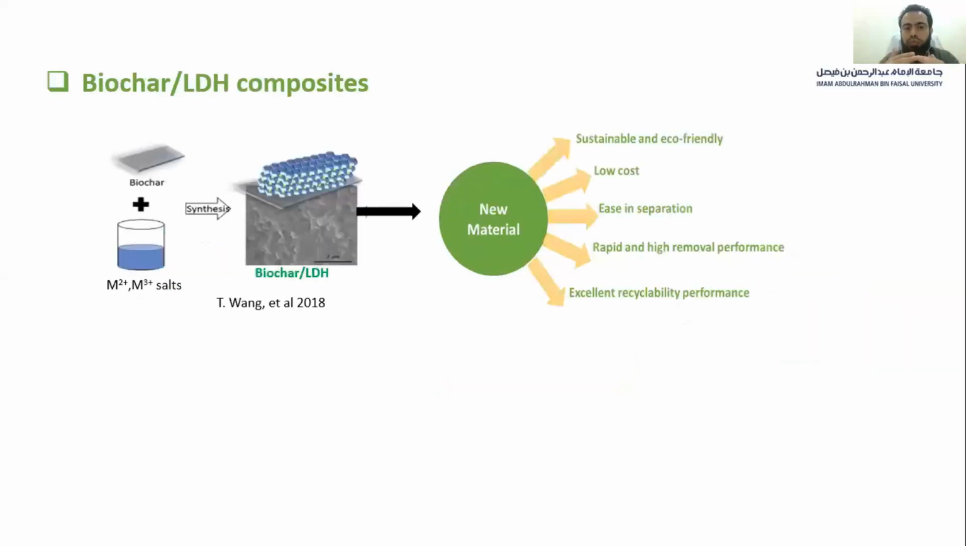If you support the biochar with layer double hydroxide, a new material called biochar LDH composite results, with improved surface characteristics, functionalities, surface area, and morphology. So you will have a more sustainable and eco-friendly material, and the removal performance of that material for different types of pollutants is comparatively good compared to LDH alone, and also compared to biochar alone.